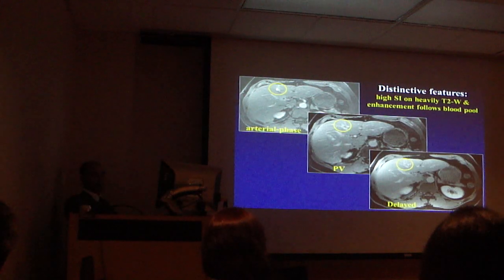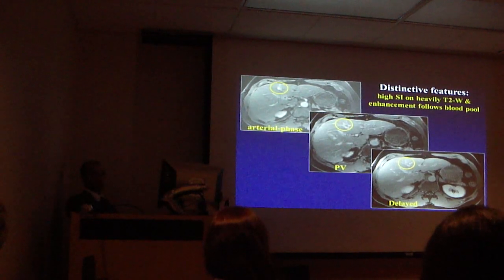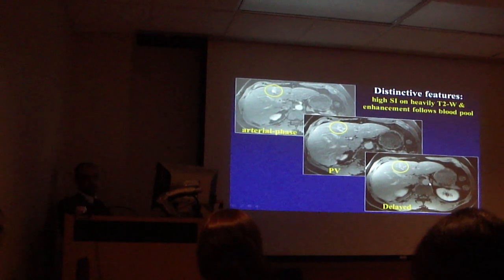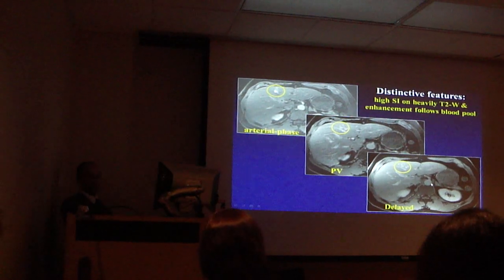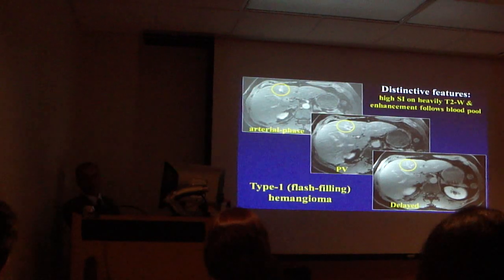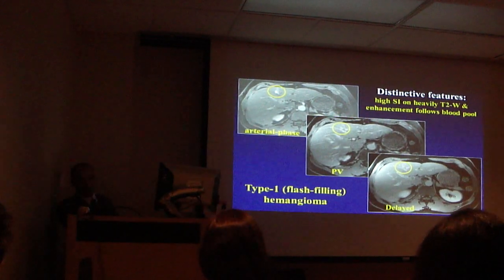Distinctive features: high signal intensity on T2 weighted images, and enhancement follows the blood pool. It does not wash out. This is a flash filling hemangioma. Everybody with me? Any disagreements? I'm going to give a shield for disagreement too.